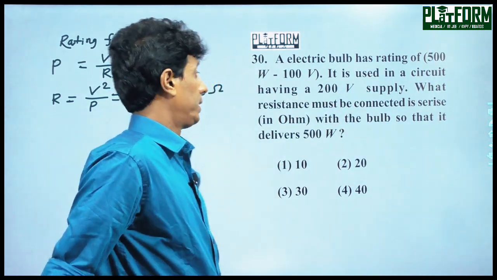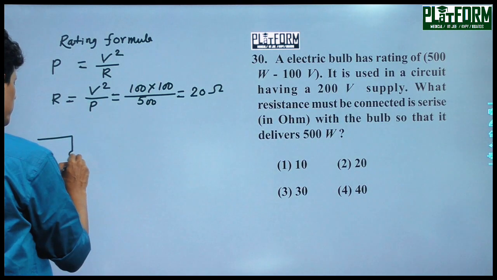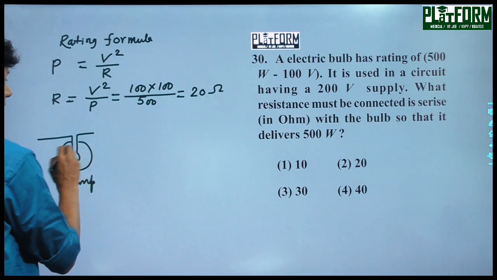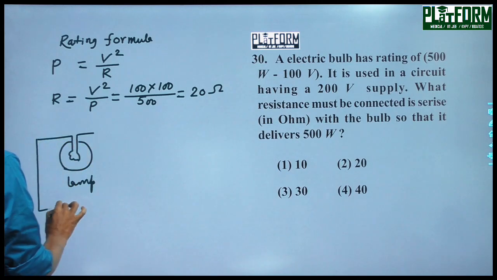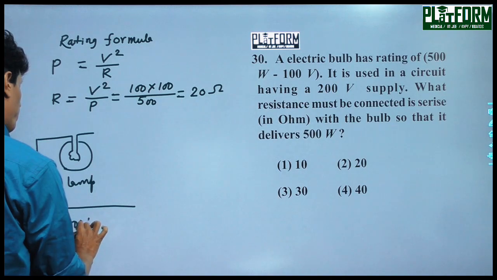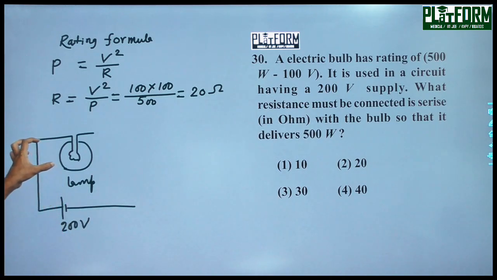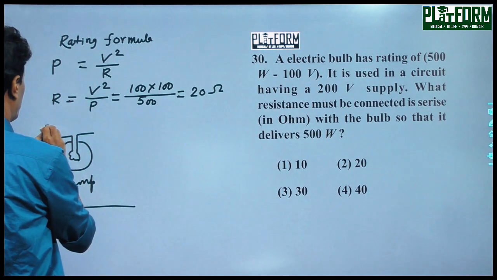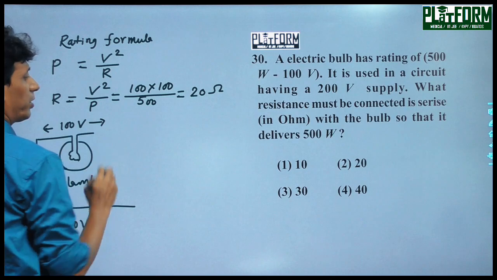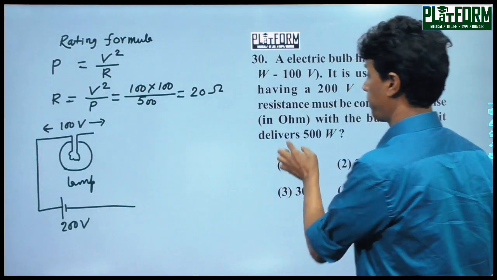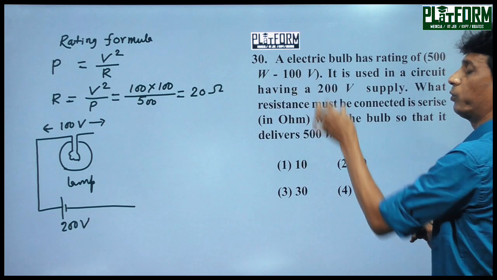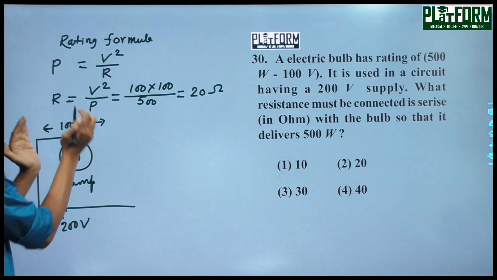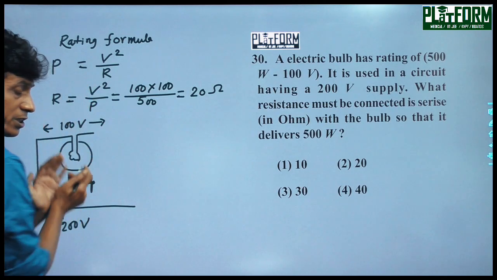So it is double. If we want to utilize the full power of this lamp, which has a resistance of 20 ohm and is placed in 200 volt, note that this lamp can tolerate only 100 volt. It can drop 100 volt at full utilization of its power. As per the rating, it can deliver 500 watt at 100 volt. So if this lamp drops 100 volt, then the power of this lamp becomes 500 watt, and the resistance of this bulb is 20 ohm.